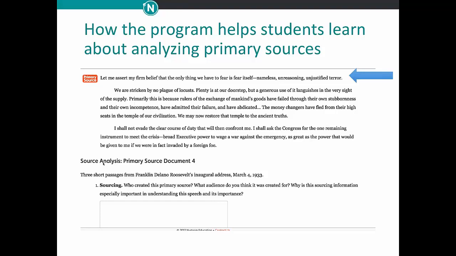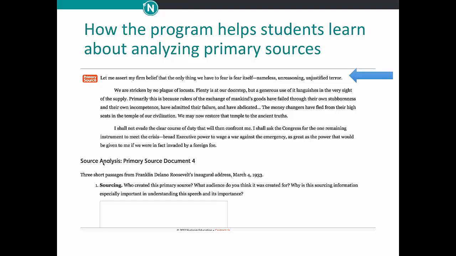And certainly what you and I probably know from the coursework we studied in college is that this was a speech meant to instill confidence in the American people. What we know our students are maybe not as aware of is what an inaugural address does, compared to what we know.